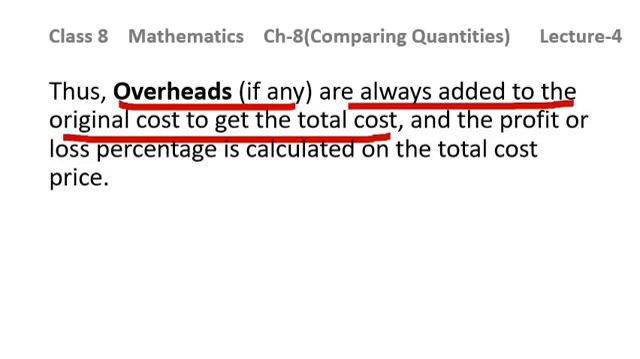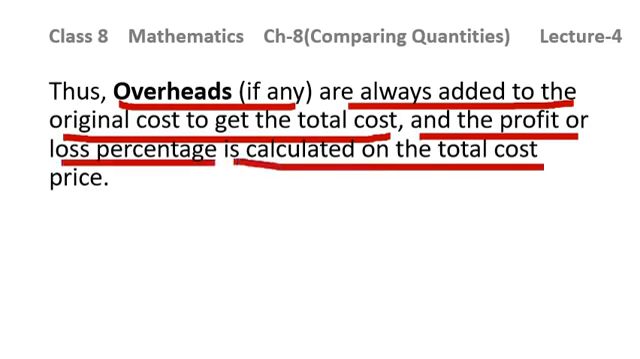So overheads, if any, are always added to the original cost to get the total cost, and profit or loss percentage is always calculated on the total cost price. Suppose you want to find out the profit percentage or loss percentage, then that will be calculated on the total cost price, which you have calculated after adding the overhead expenses. I hope this is clear to you now.